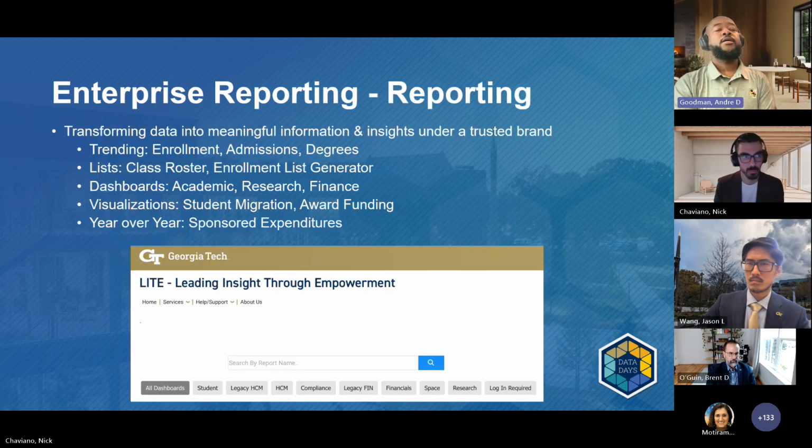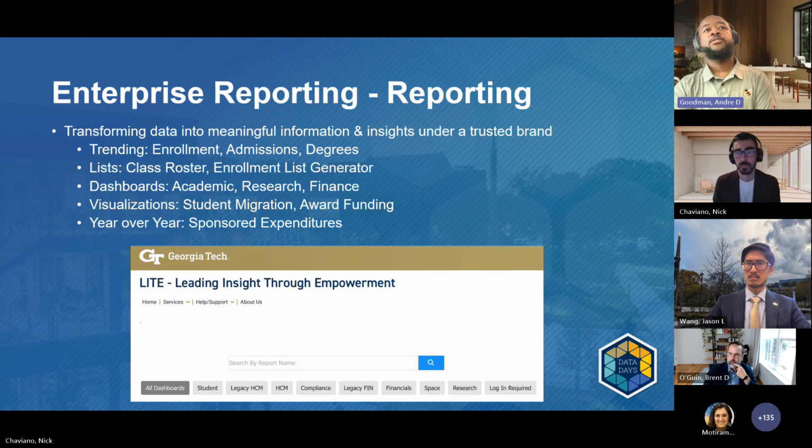So what does that all look like practically? So first, we deliver our reporting via our Lite web portal, which you can find at lite.gatech.edu. These reports come in a myriad of different examples. We do reports related to trending across all of our ERP systems, list reports for those of you who need to get, say, a list of students that matches certain criteria. We also do dashboards that allow you to dive into data, do drill downs, do comparisons. We also do reporting that relies heavily on visualizations.